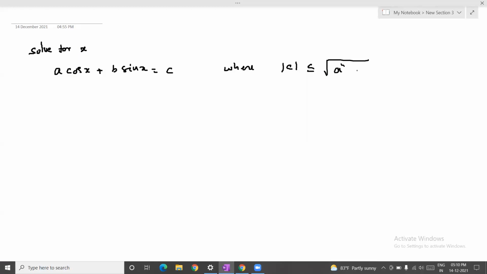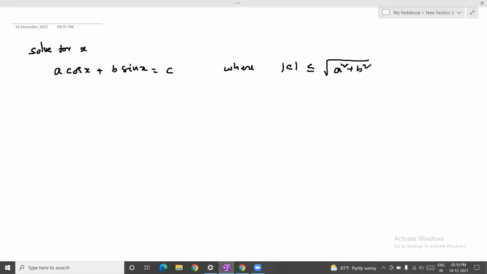Sorry guys, see, the question is solve for x. The equation is a cos x plus b sin x is equal to c, where modulus of c is less than or equal to square root of a square plus b square.